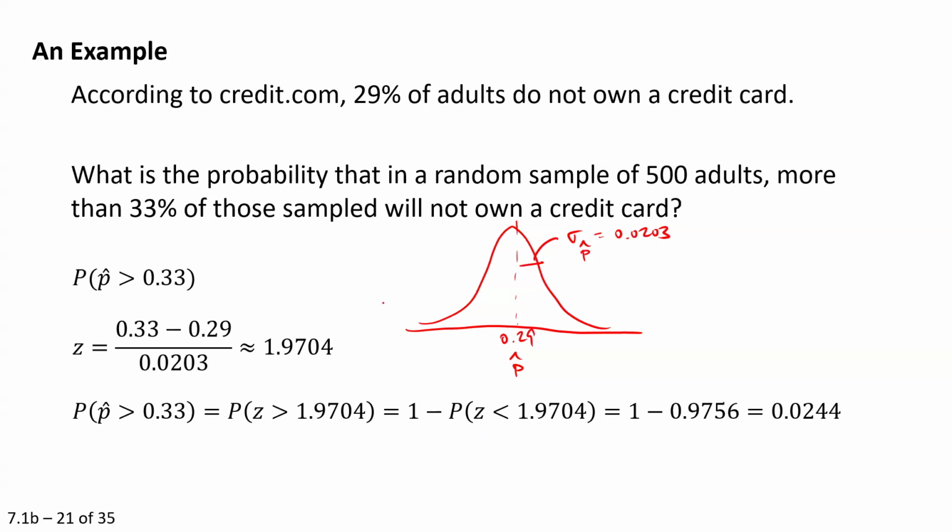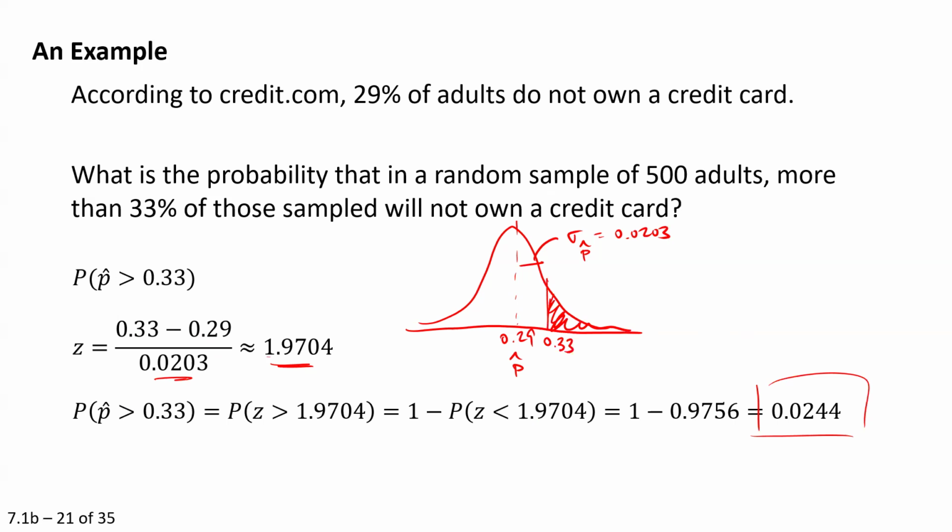We want to know the probability that with a sample of 500 adults, more than 33% of them say they don't own a credit card. In order to find that, we need to calculate our z value. 0.33 minus 0.29 divided by this gives me this. And so this is my z value. I have to know what the area is to the right of that z value, and I get this.